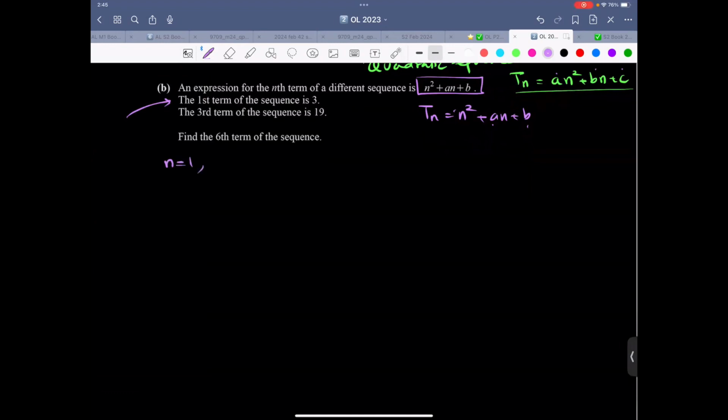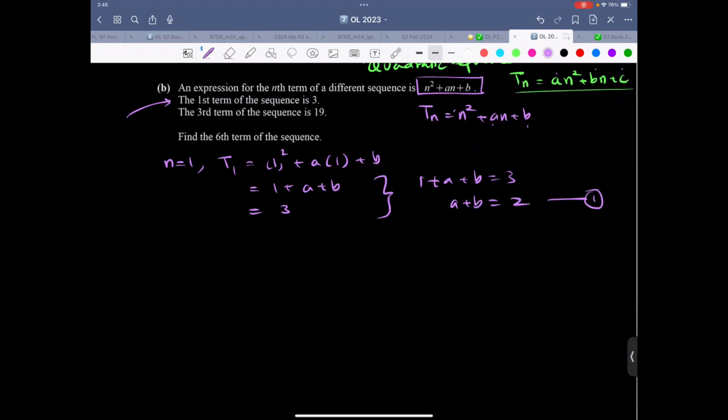That means when n is 1, T1 is n squared, n is 1, right? So this is 1 squared plus an, that's a into 1, plus b, that is 1 plus a plus b, and this equals 3. So let me write the first equation. 1 plus a plus b is equal to 3. a plus b equals 2. This is equation 1. The third term of the sequence is 19.